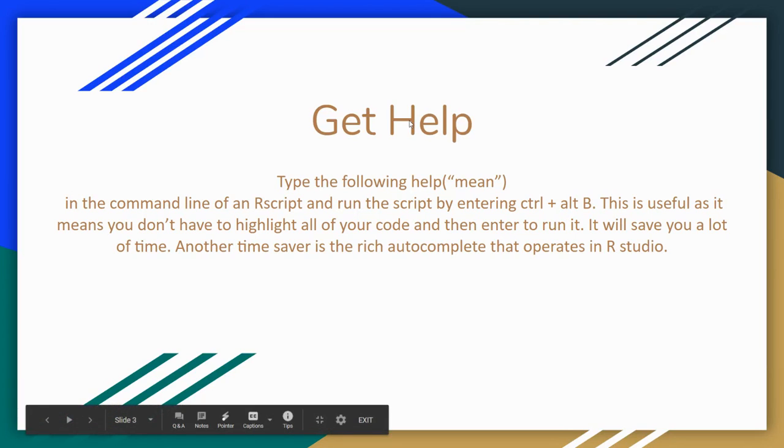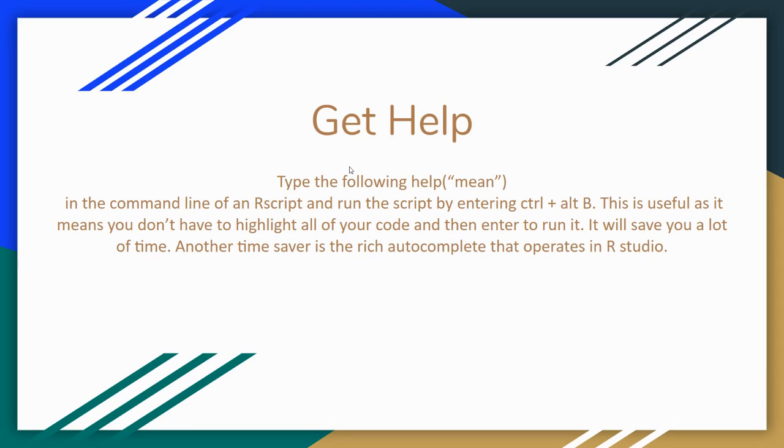If you want help, then you type mean into the opening line of a new script, and I'll show you how to do that and how to run the script. The easiest way to run a script is by clicking on the end of the code that you just wrote and entering Control-Alt-B. It's useful because you could just highlight all the code and press enter, and that will run the code for you as well. This will save you a lot of time.